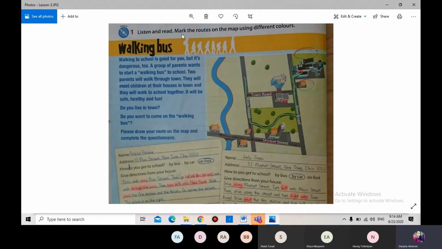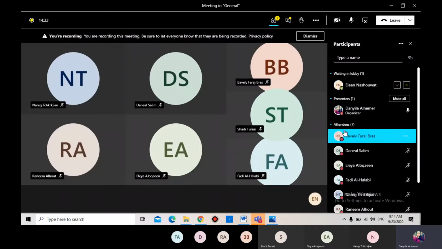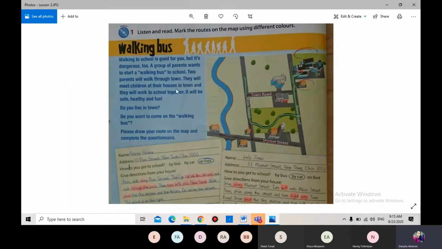Look at the next to activity 1, mark the routes on the map. So this is a what? A map. Walking to school is good for you, but it's dangerous too. A group of parents wants to start a walking bus to school. 2 parents will walk through town. They will meet children at their houses in town and they will walk to school together. It will be safe, healthy, and fun.